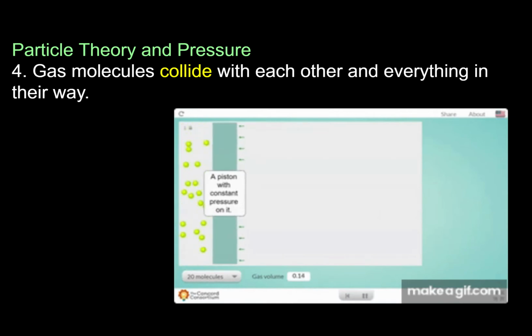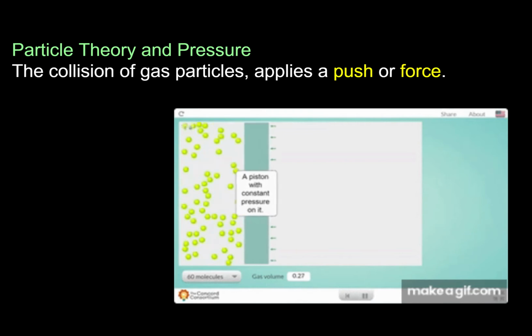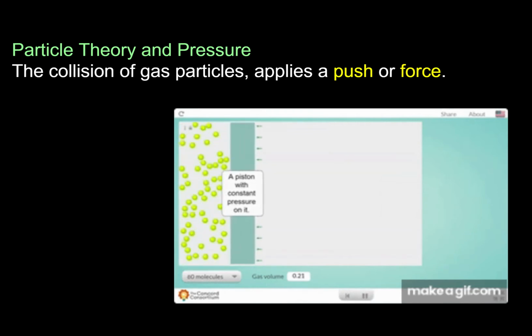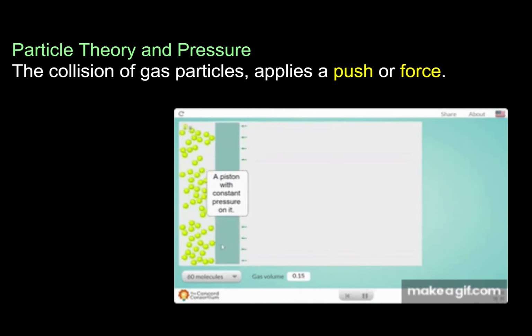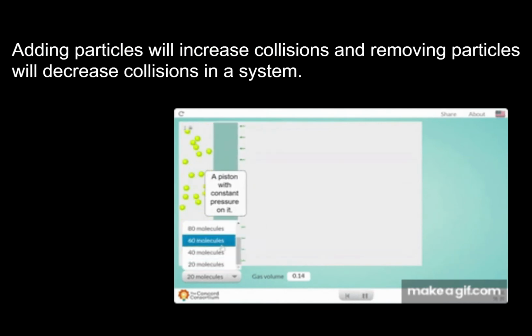If we look at the left side of this simulation, we can see molecules moving and colliding with the walls and the piston and everything. The collision of gas particles applies a push or a force. So we can see here the push or force changes when it switches from 20 molecules on the left side to 60. So adding particles will increase collisions, and removing particles will decrease collisions in a system.